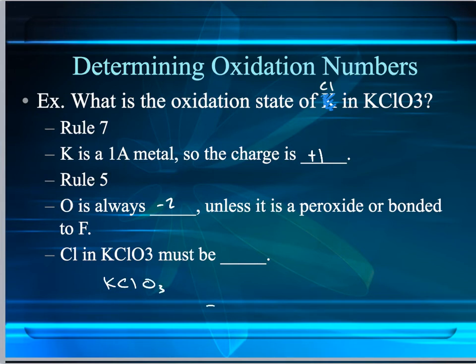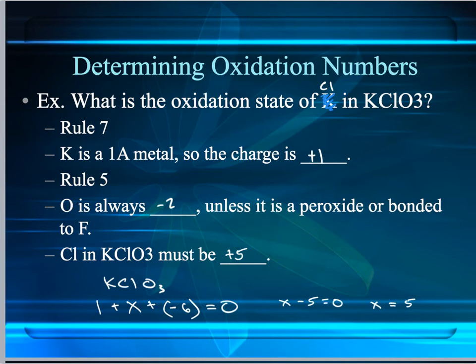Well, the sum of these has to add up to 0. I have 3 oxygens, each is -2. Okay, so that's going to be a total of -6 coming from that one. Chlorine can be X because we don't know that, and potassium is a +1, right? It's a 1A metal. So putting that all together, basically you have X minus 5 equaling 0. So the oxidation state of chlorine in KClO3 must be +5.